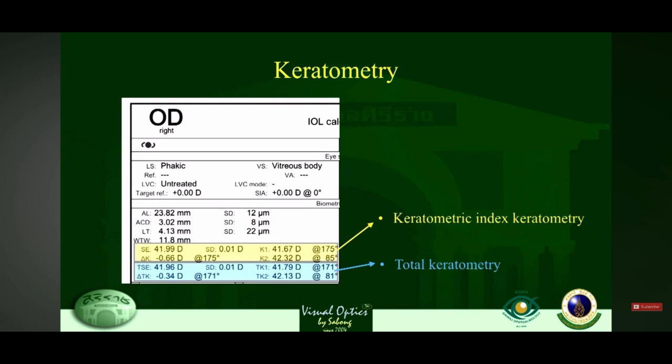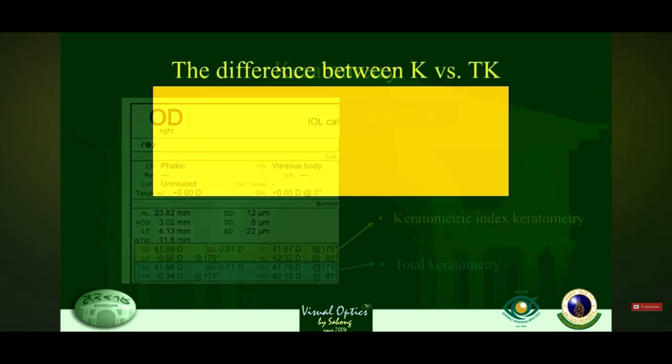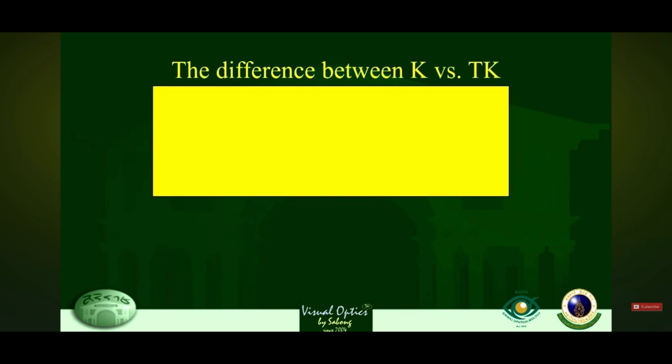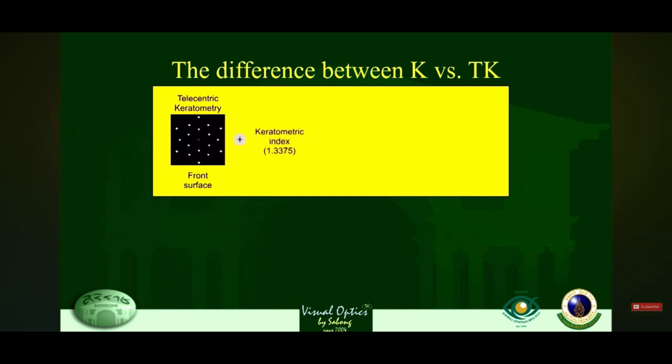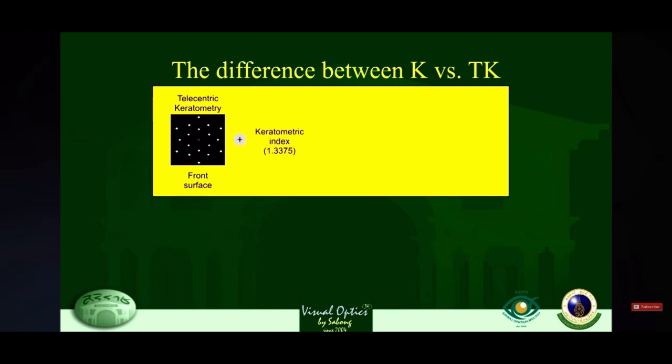First, we have to see what the difference between these two values is, because the algorithms to derive them are different. For the standard keratometry, we usually measure just the front surface of the cornea using the telecentric camera from the Zeiss iMaster 700. This models the front surface of the cornea only, and then it uses the keratometric index, most of the time 1.3375, to estimate the posterior cornea. Then you end up with the standard keratometry.